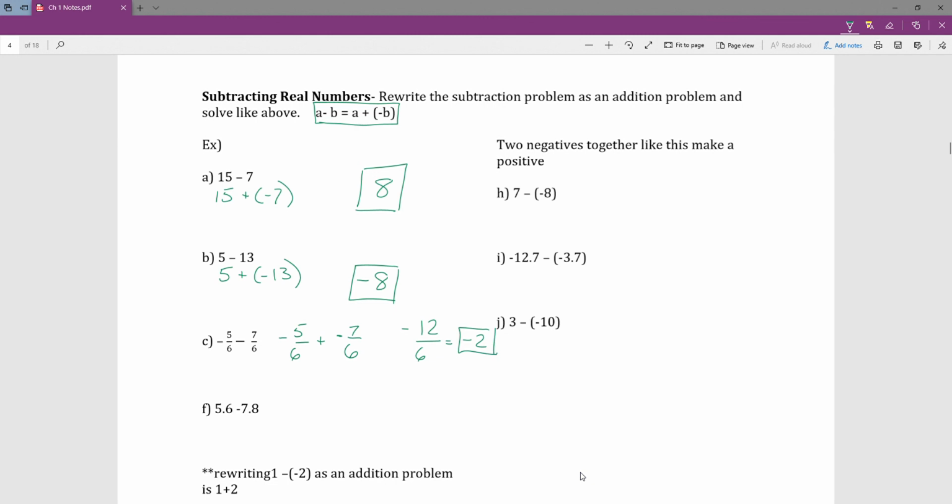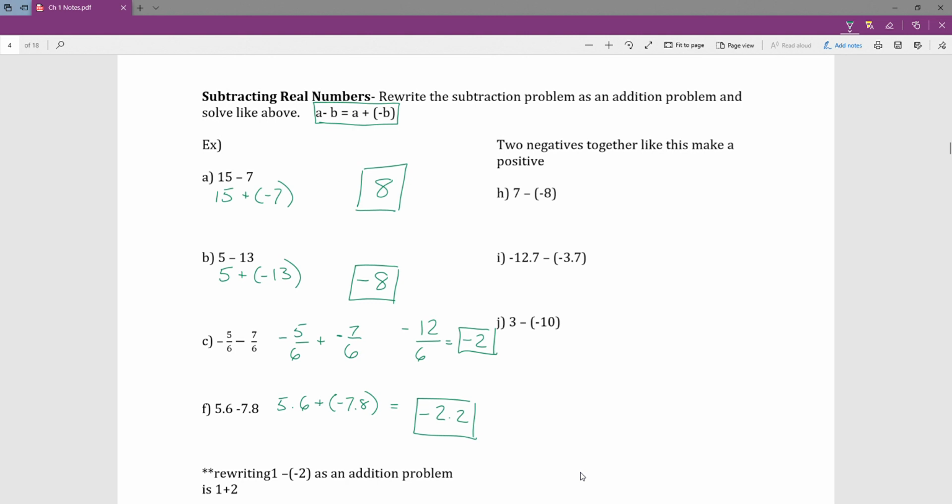One more, because we're here. Your calculator might work on this one, and honestly, you could just plug it in straight like this in your calculator, or you can follow the instructions of the textbook, and I'm going to do it like that, rewriting it as an addition question. Definitely overcomplicating it. And on my calculator, I get a negative 2.2. And you could do that one by hand too. Okay, so two negatives together like this make a positive.